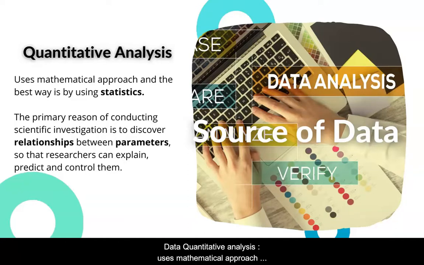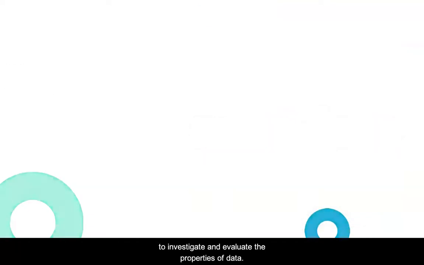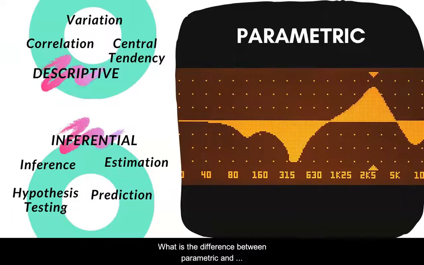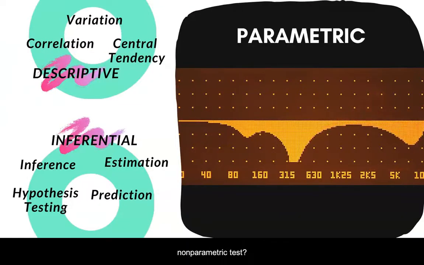For quantitative data analysis, we use a mathematical approach to investigate and evaluate the properties of data. And the best way to conduct quantitative analysis is by using statistics. There are two types of statistical analysis. First, the parametric test, and second, the non-parametric test. What is the difference between parametric and non-parametric tests?